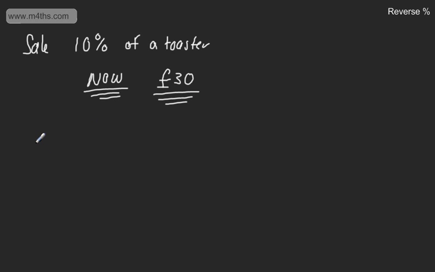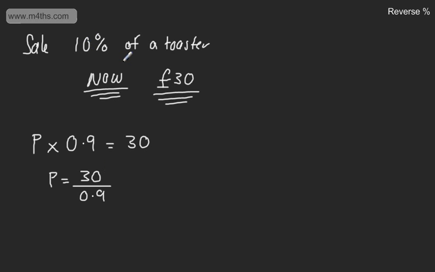Now, the way I like to set these up is the following. We say that the price of a toaster multiplied by 0.9. If this has had a 10% decrease, it's 90% of the original is going to give me £30. All we need to do is write that the price is going to be £30 divided by 0.9.